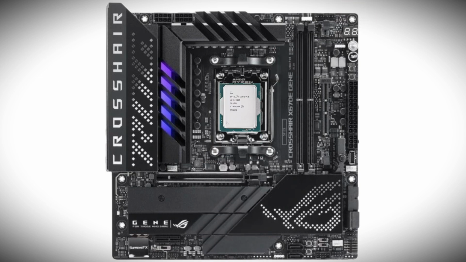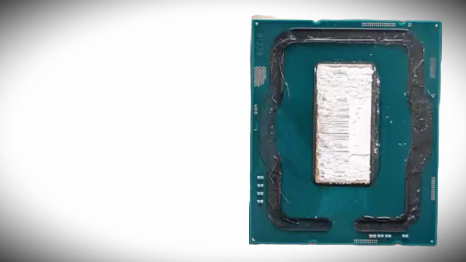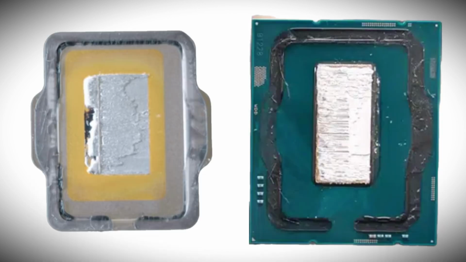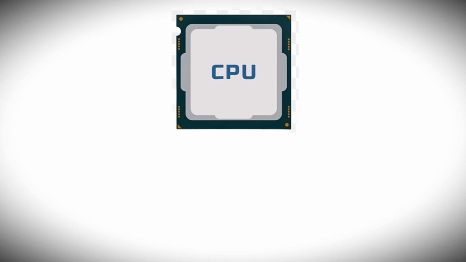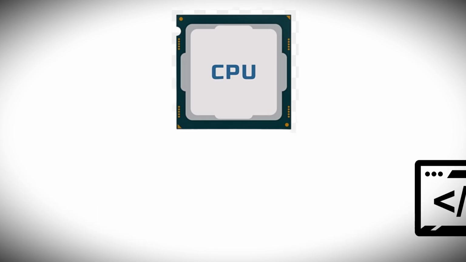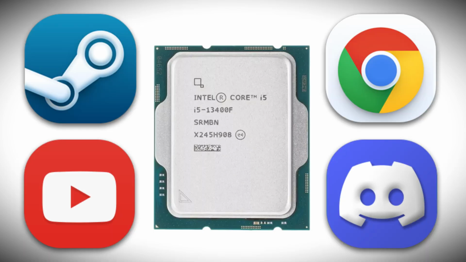The processor is installed directly into the socket. The chip contains billions of transistors, and they are covered by a metal heat spreader. The size of these transistors is defined by the manufacturing process, also called the process size. The processor is responsible for executing all the incoming code. This is how programs are able to run.